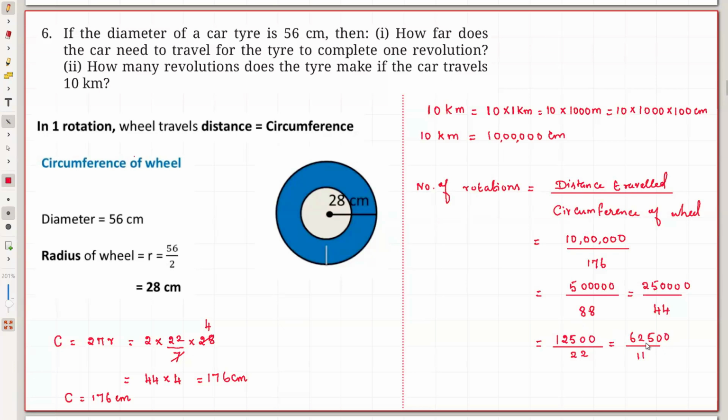So 62,500 by 11. Further we cannot simplify it, so we have to just divide. 62,500 divided by 11, you will be getting 5,681.81. So we can write this approximately as 5,681 times. Approximate number of rotations is equal to 5,681.